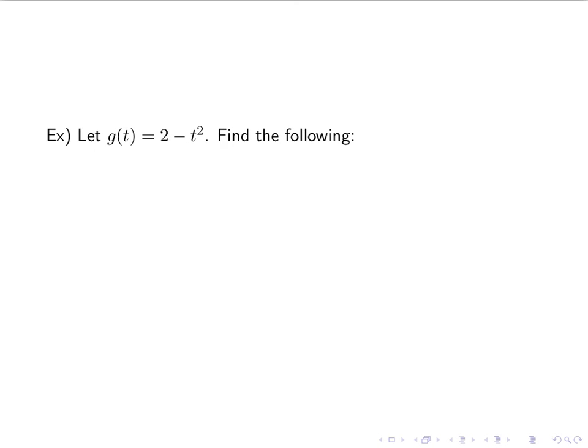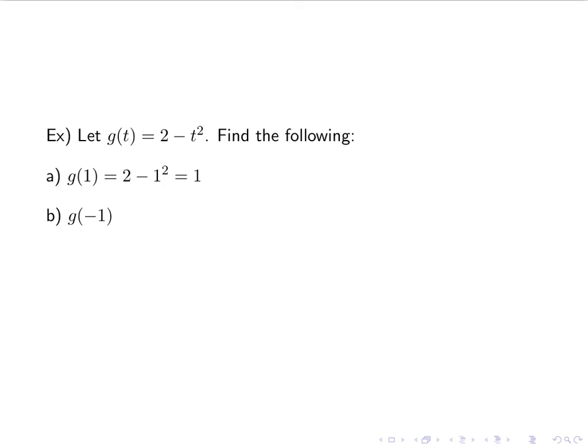Let's try another function. G of t equals 2 minus t squared. So now my function is g, and my input is t. So g of 1, every t becomes a 1. So instead of 2 minus t squared, it's 2 minus 1 squared. Order of operations, I square 1 first. That's still 1. And 2 minus 1 is 1.